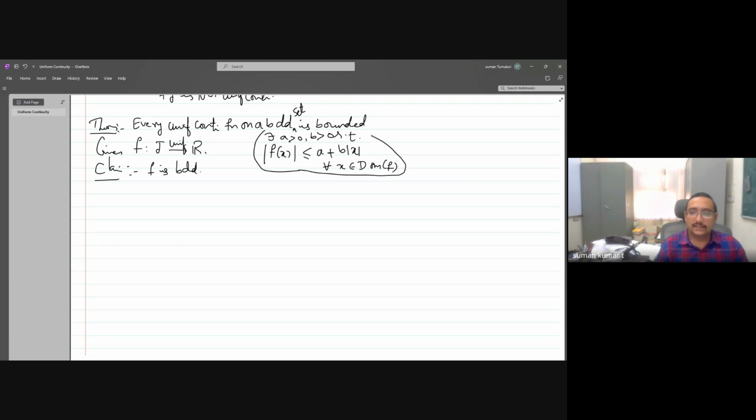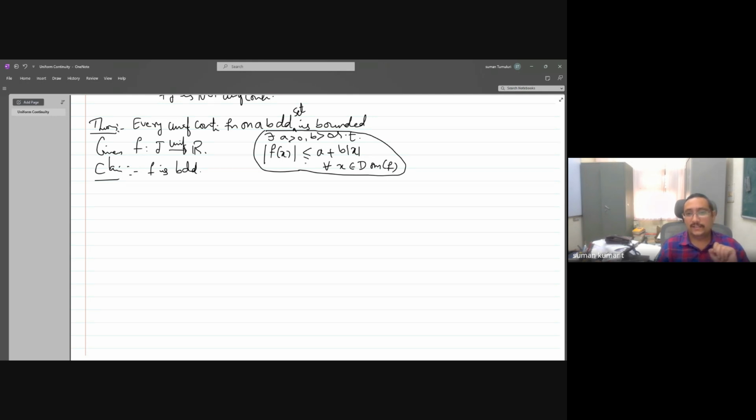In fact, this kind of result is true. Okay, if f is uniformly continuous, then there exist two constants a and b such that mod f of x is less than or equal to a plus b into mod x. Suppose you can prove this, then whatever you have asked is a corollary to this statement.